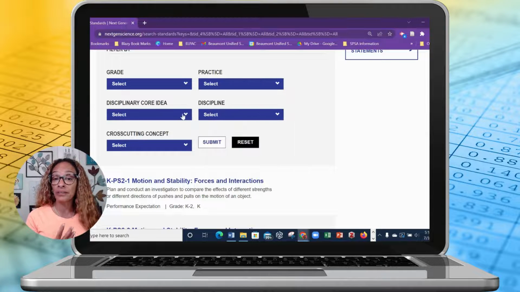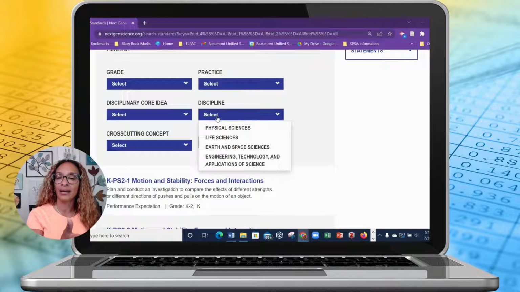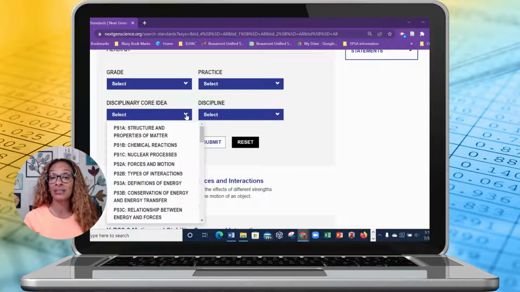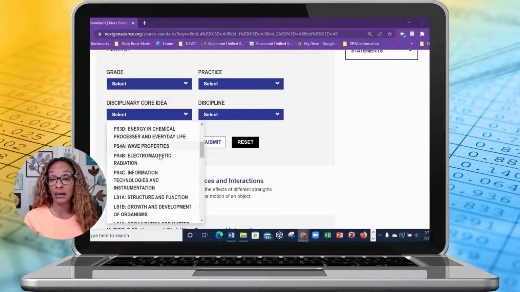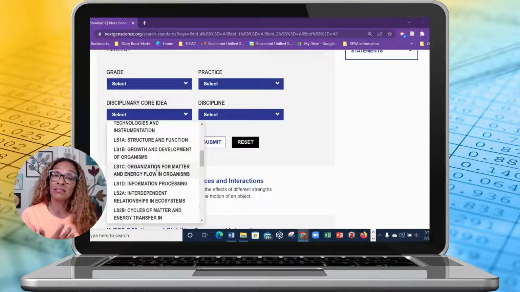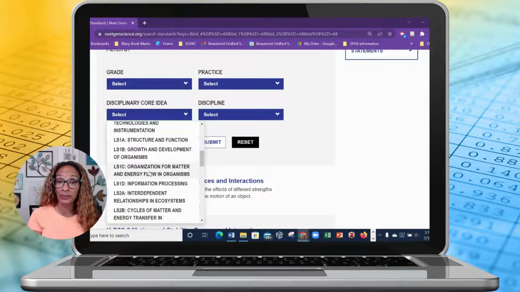The other place that you want to go to next, you'll see disciplinary core ideas and discipline. Again, disciplines are these specific areas of science and engineering. And then we have the disciplinary core ideas, and you'll notice that they're broken out. PS, for example, is physical science. And if you go down a little bit farther, you'll see LS, life science. And then they're numbered based on whatever grade level or content is being explained.